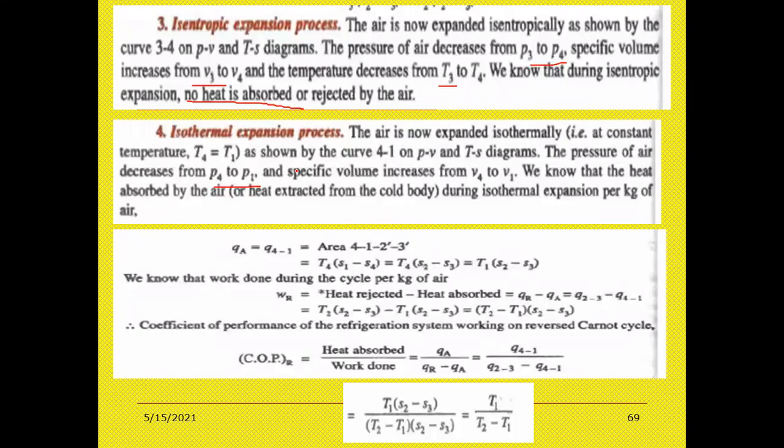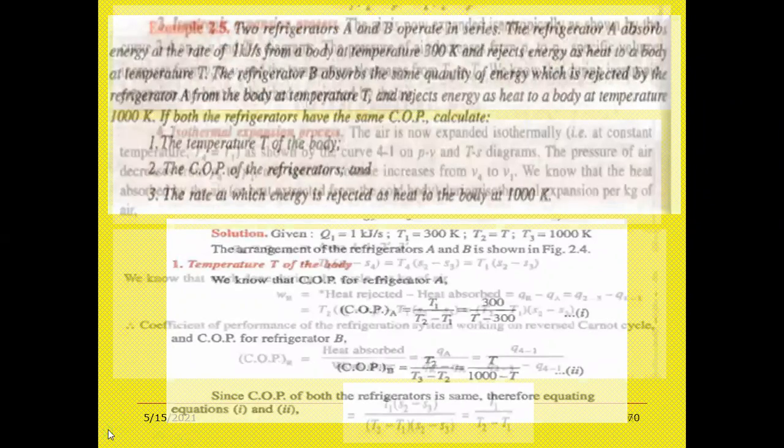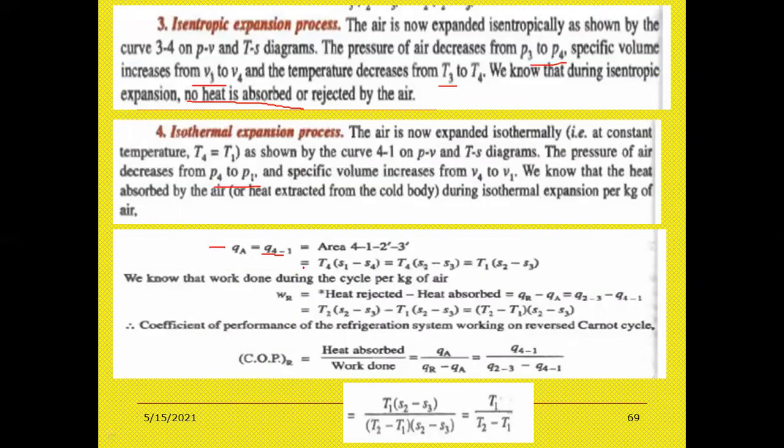So these are the four things to be drawn whenever you are using the reversed Carnot cycle. If you see the derivation, QA, Q of 4-1. So we'll stop here. Why? Because we have less than 1 minute. So from tomorrow we'll start the problems by using the formula. I will show this derivation tomorrow, how it has come.